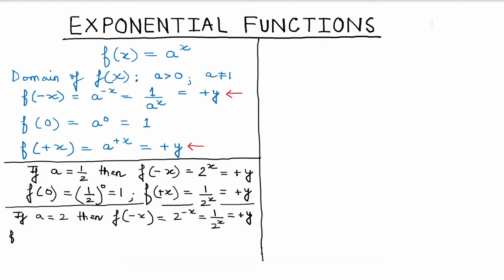What will be f of 0 here? F of 0 will be nothing but 2 to the power 0, which will be equal to 1 as discussed earlier. And last but not the least, when we are calculating the value of f of plus x, this will be nothing but 2 to the power plus x. And now you know that you are supposed to input only the positive values. So whichever positive value of x you would input, the answer will always be positive.